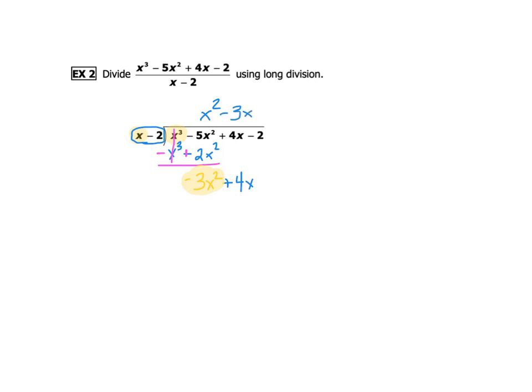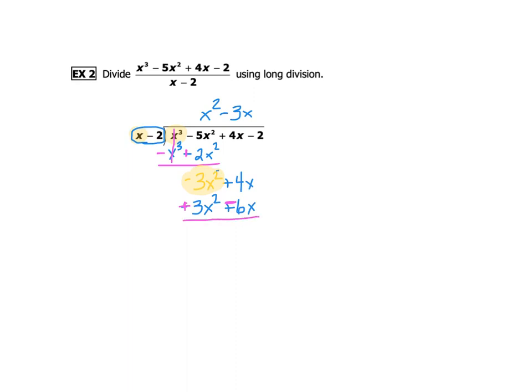And now I'm going to multiply negative 3x times x minus 2 using distribution. So take that negative 3x, multiply it by x, and I'm going to get negative 3x squared. Negative 3x times negative 2 is plus 6x. But don't forget, we've got to change our signs. So this is negative, change to a plus. This is positive, change this to a minus.